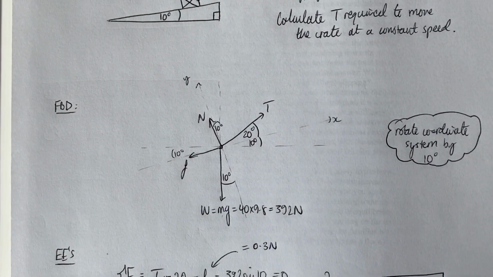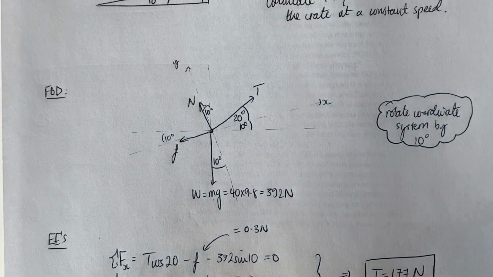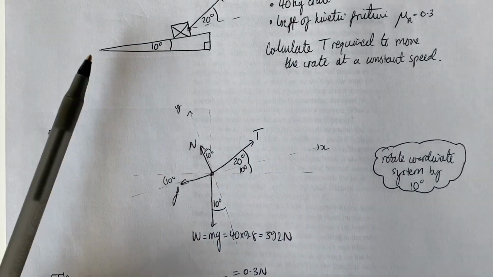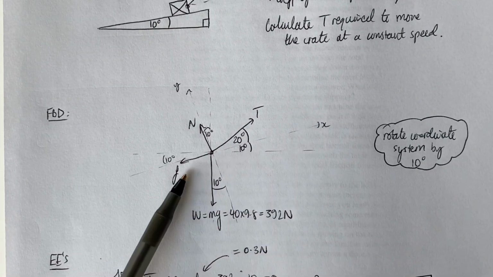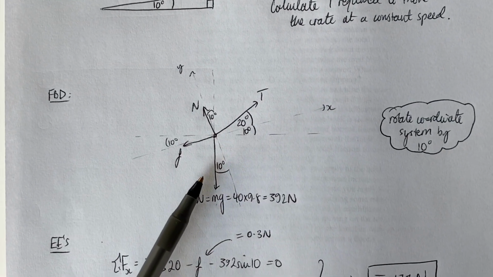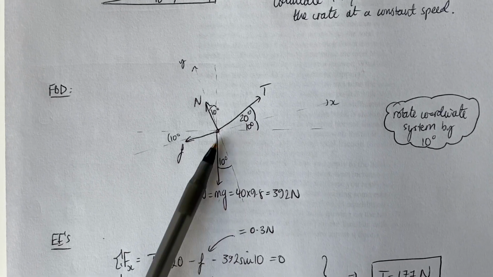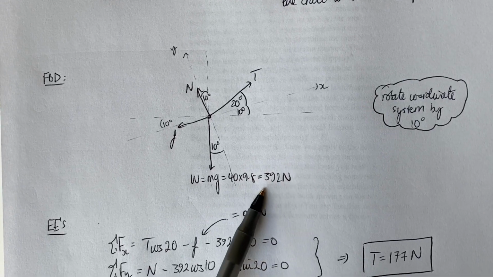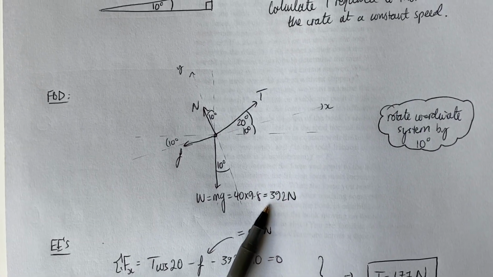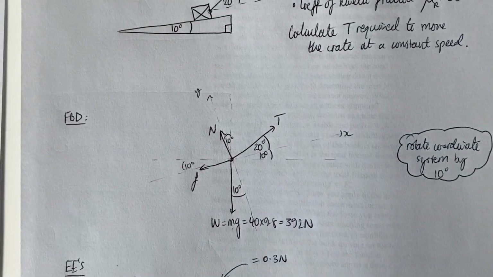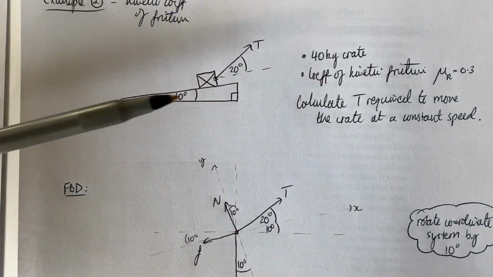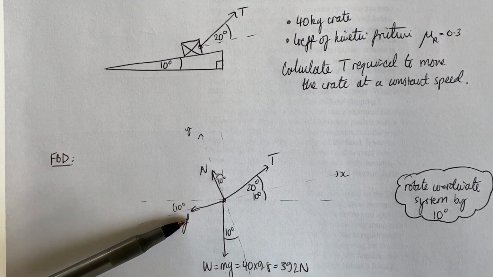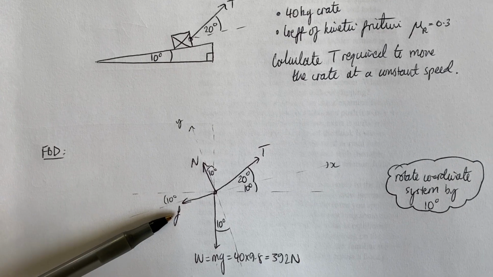So we set up our free body diagram in exactly the same way. This time I've rotated the coordinate system by 10 degrees just to make the maths a little bit easier. My weight vector always acts vertically downwards, right? And I know the box weighs 40 kilos, so that gives me a weight vector of 392 newtons. Because the box is moving up the slope, being towed by the rope, the frictional force opposes that. So that's why I've drawn my friction vector down here.